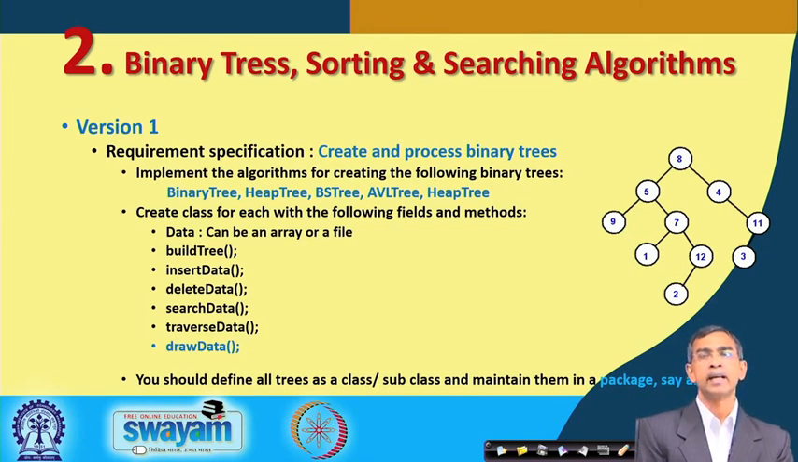As I have mentioned here, one field may be data, and data can be stored in the form of an array of integers if you want to build the tree for integer data, or an array of strings if you want to build it for string data. And then the methods that you have to implement: build tree, insert data, delete data, search data, traverse data, draw data. Draw data means basically for the visualization and others.